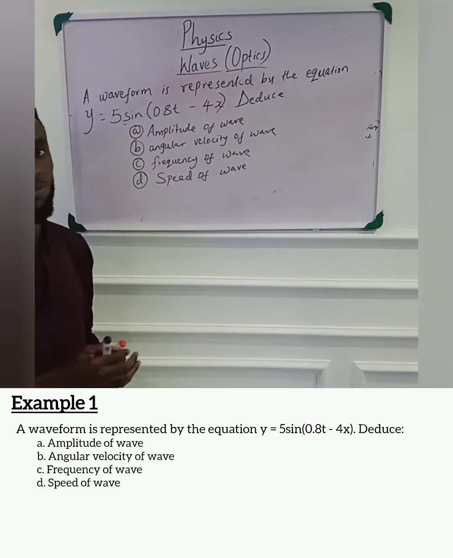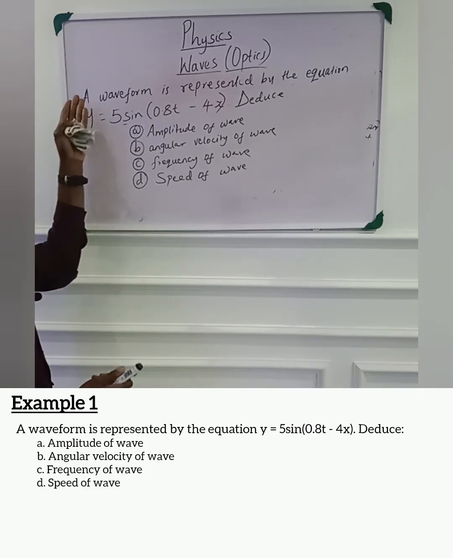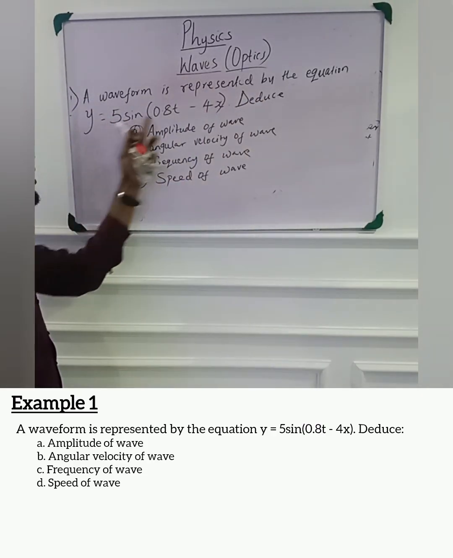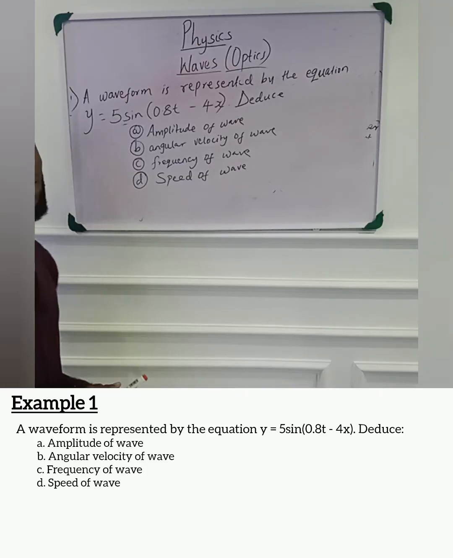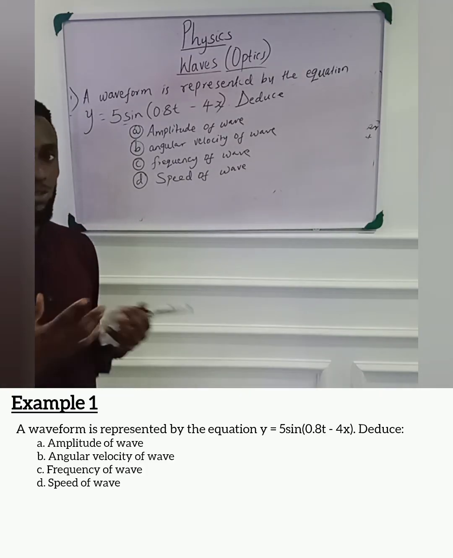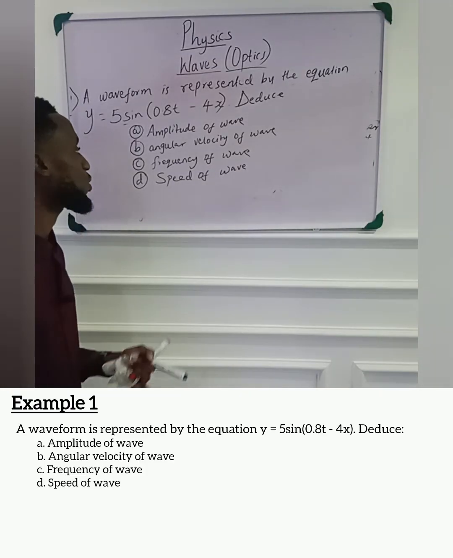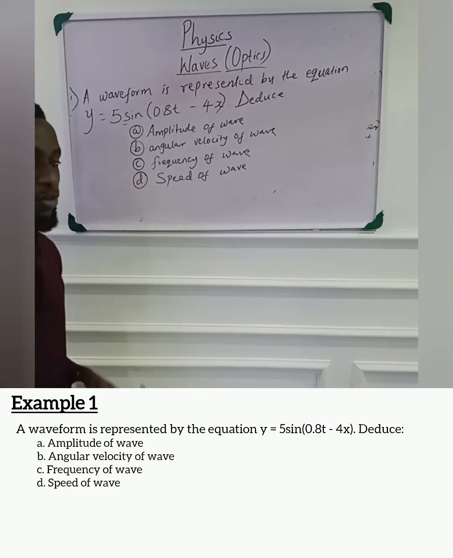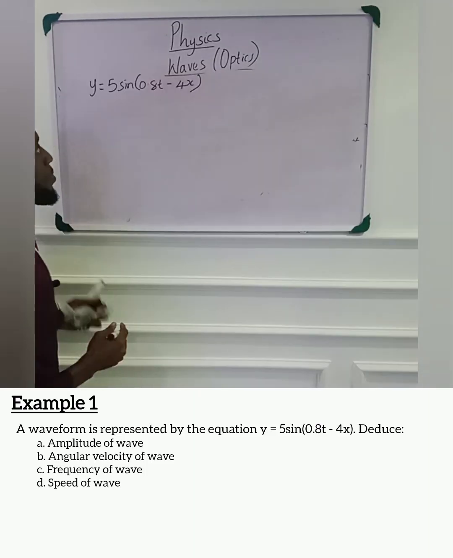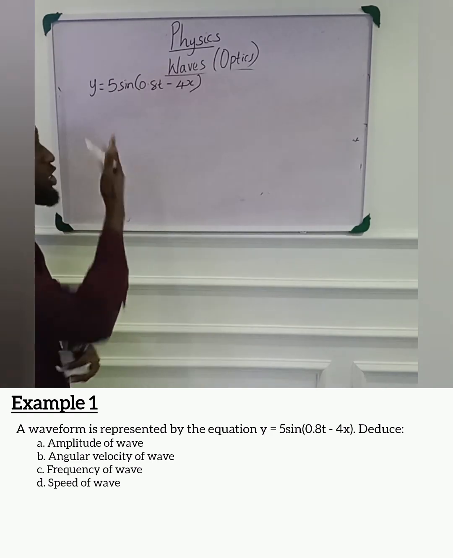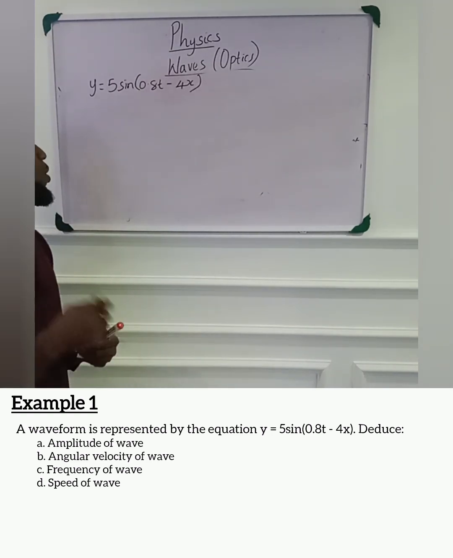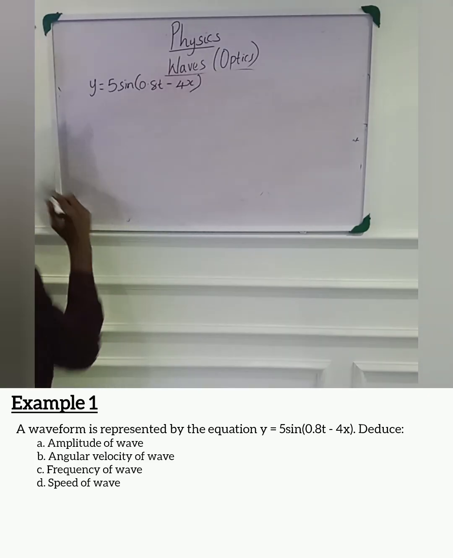Okay, good. So what do we have here? The question says a waveform is represented by this kind of equation, and they say that from this equation we should deduce what the amplitude is, the angular velocity, the frequency, the speed of the wave. So how do we do that? Okay, so this was the equation given to us in the question. Now we just have to compare it with the standard one we know.